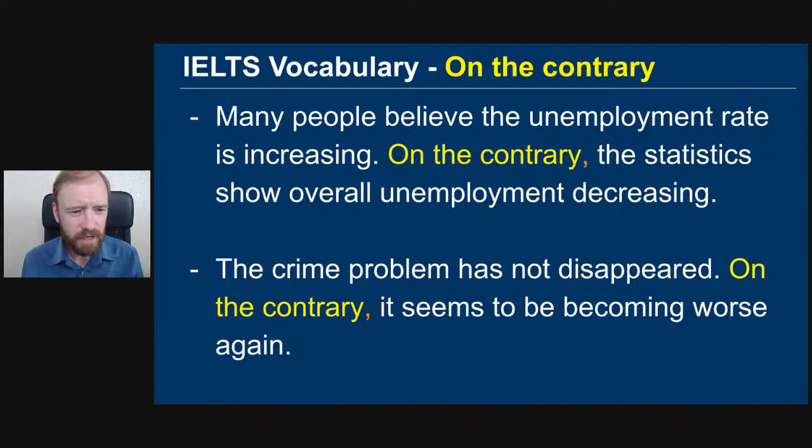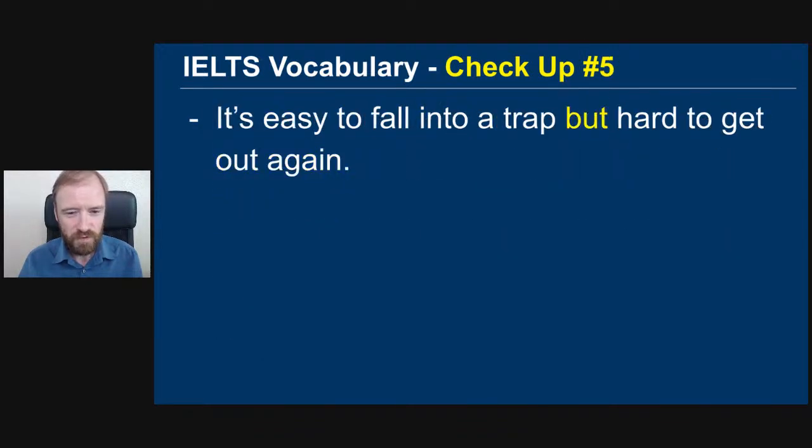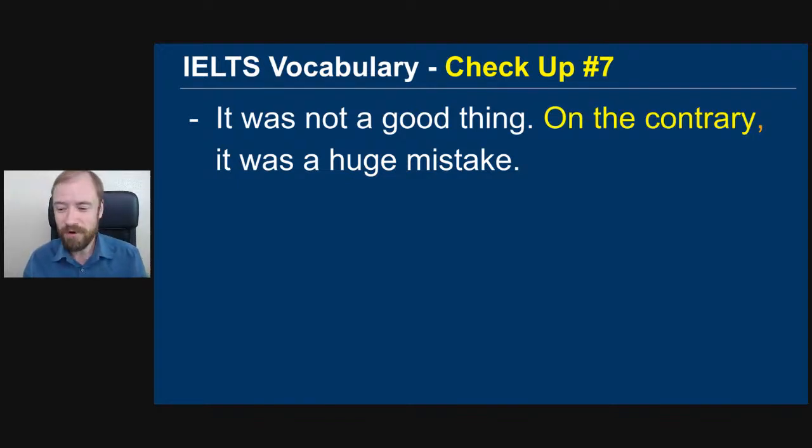Again, look at the second paragraph, the second sentence. The crime problem has not disappeared. That means there's a crime problem. But on the contrary, seems to be becoming worse. So I agree there's a crime problem, but in this sentence there's not enough information. There's a crime problem, but it's becoming worse. So that was similar to that sentence. It was not a good thing. On the contrary, it was a very bad, terrible thing. It was a huge mistake. On the contrary.